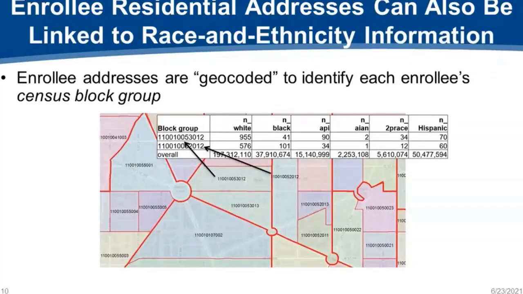The other thing we do is we look at the racial and ethnic distribution of the block group in which you live. And a block group is a relatively small geographic area. It's smaller than a census tract, for example. And that's a second source of information. And this is based on geocoded information corresponding to residential address using something called FIPS codes. Next slide.